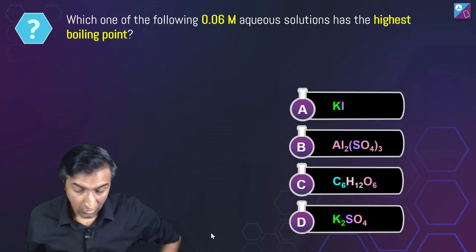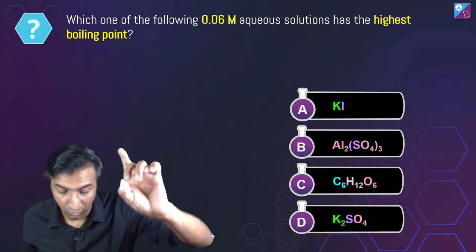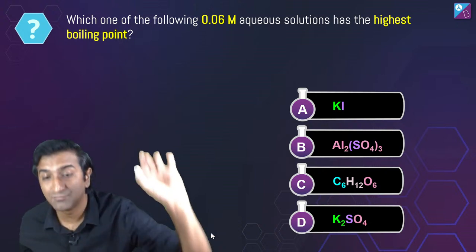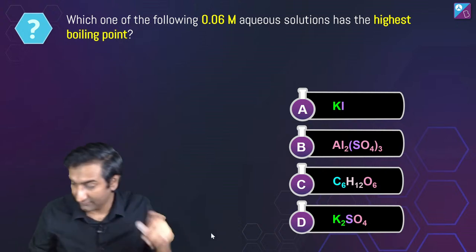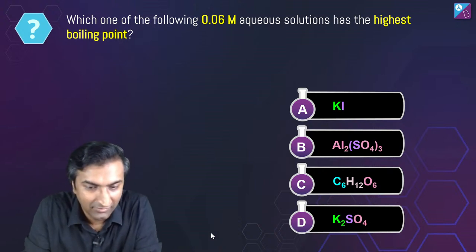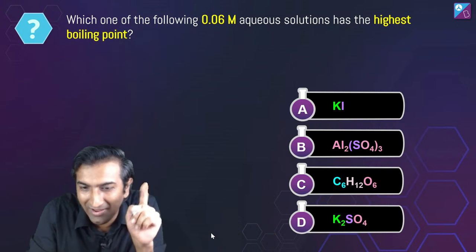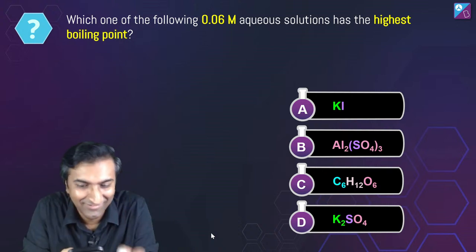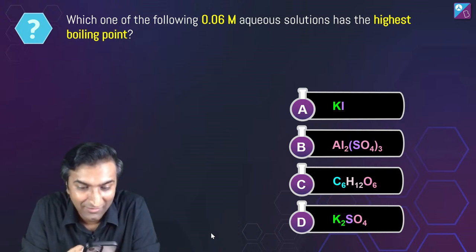ओके सलोनी, ऑल राइट, या तमन्ना, ग्रेट. दिस क्वेश्चन, विच ऑफ द फॉलोइंग 0.06 मोलर एक्वस सॉल्यूशंस हैज द हाईएस्ट बॉइलिंग पॉइंट, ध्यान से करना, highest boiling point. I think it's high time I ordered my dinner as well. Go ahead. ये question कहीं देखा हुआ है, सतर्क हो जाओ, अच्छा है देखा हुआ है.